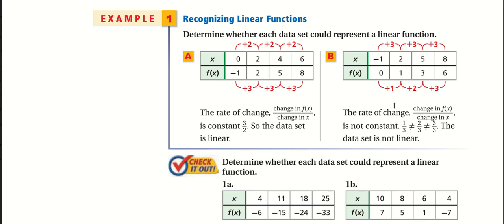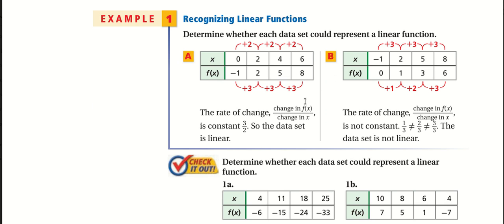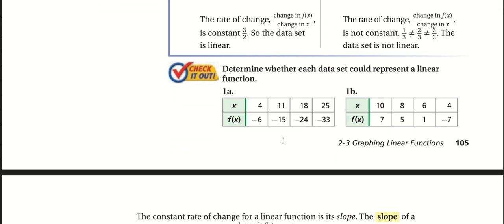Now for part B, we can see that there's a problem here. While it's true that the x values are all separated by the same constant, the y values are not separated by the same constant. And so the data set in part B is not linear. Now I want you to pause this video and I want you to try example 1A and 1B, the check it out problems. And then I'll give you the solutions afterwards.